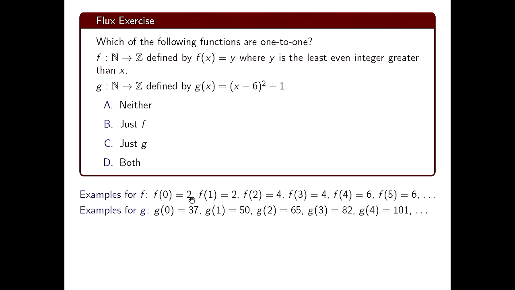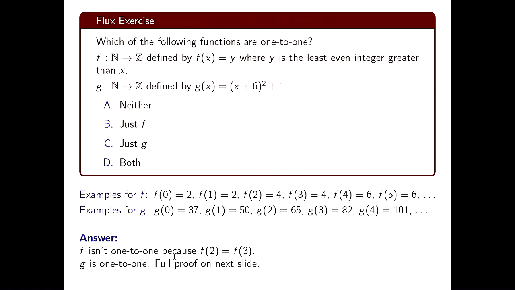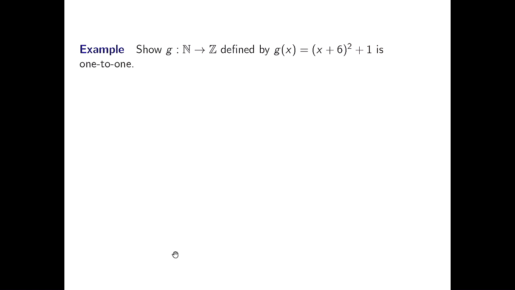g of 0 is 37, g of 1 is 50. So g's looking a bit better, isn't it? So f is definitely not one-to-one because, for example, f of 2 equals f of 3. Just pick one example, that's your proof it's not one-to-one. g is actually one-to-one. So very last thing in this lecture, I'm going to give you a quick proof of that. How do we prove this?